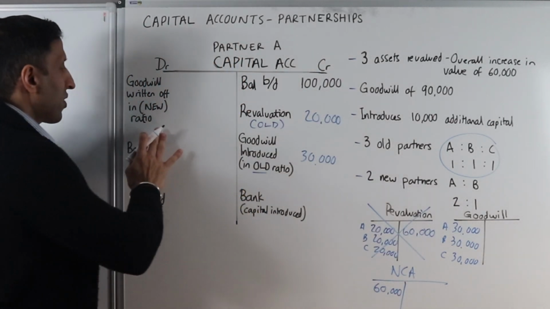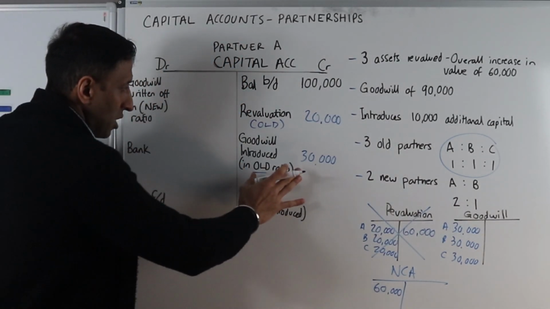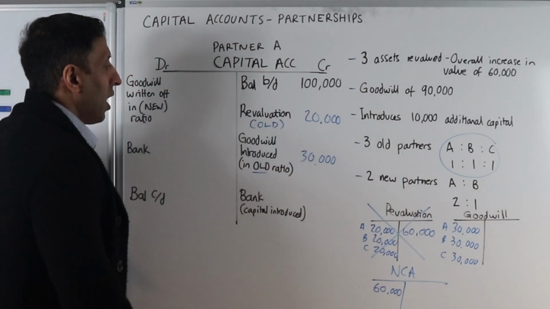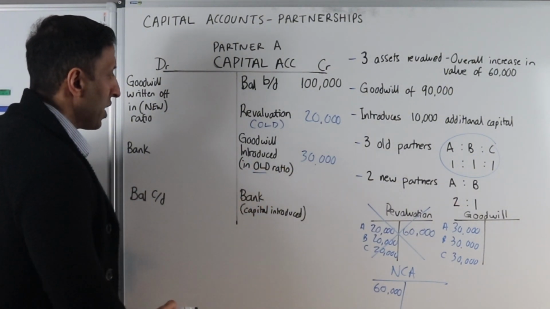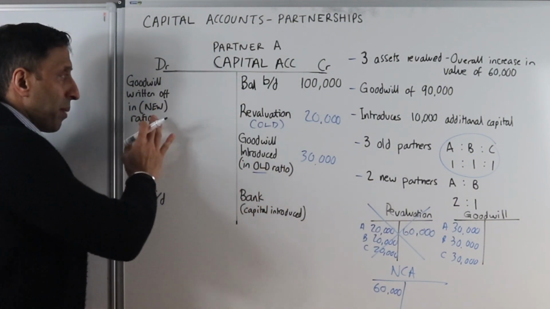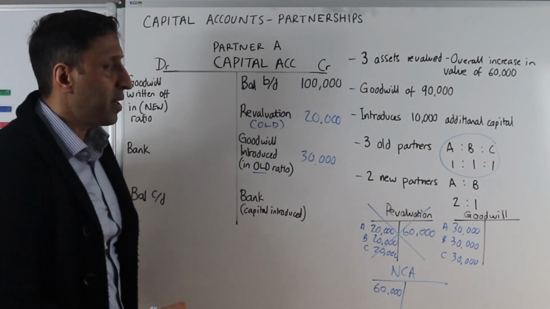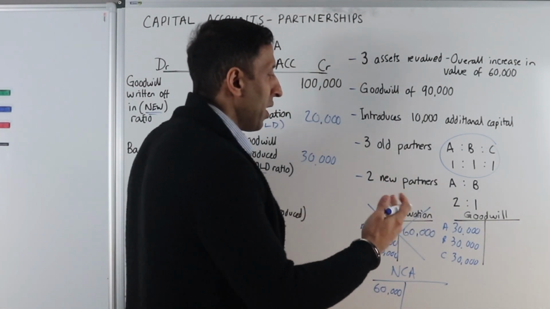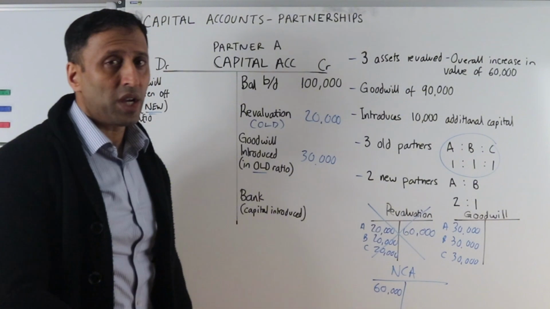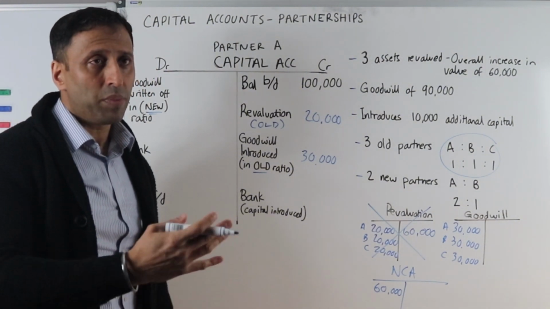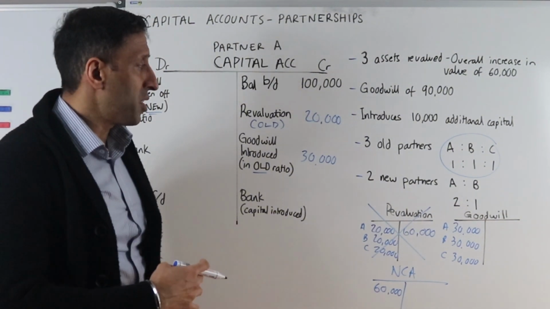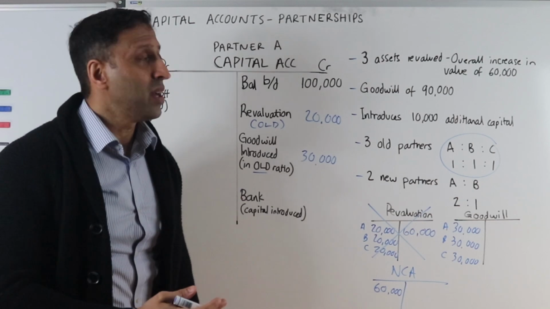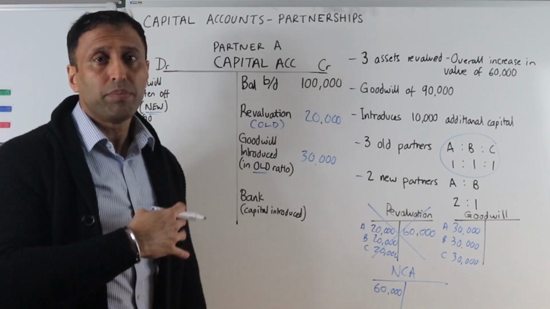Now we need to write off the goodwill. Goodwill is always introduced on the credit side, in the old ratio, and it's written off on the debit side, or the left hand side, in the new ratio. The new ratio is after a partnership change where a partner is joining: the new ratio will be with the new partner. If a partner is leaving, the new ratio will be with the remaining partners.